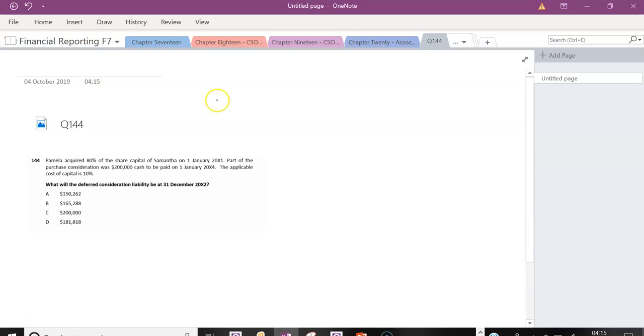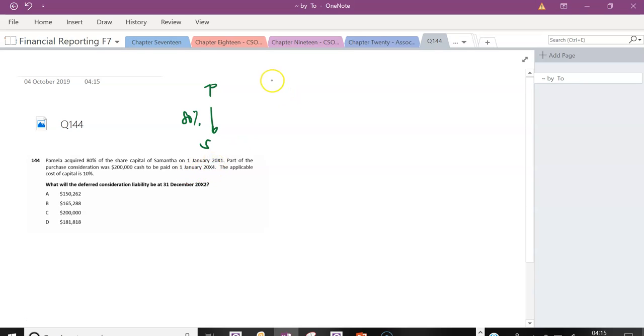We're just going to look at this. I think what's happened here is they've played a little trick on you, but let's just go through it to see what's going on. And we have Pamela here who owns Samantha, 80%, and it says that she acquired this on the 1st of January, and this was to be paid on the 1st of January 2004.